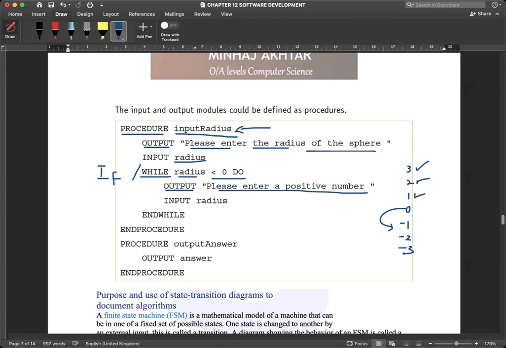Did you understand this logic? Yeah, I get it. Right?